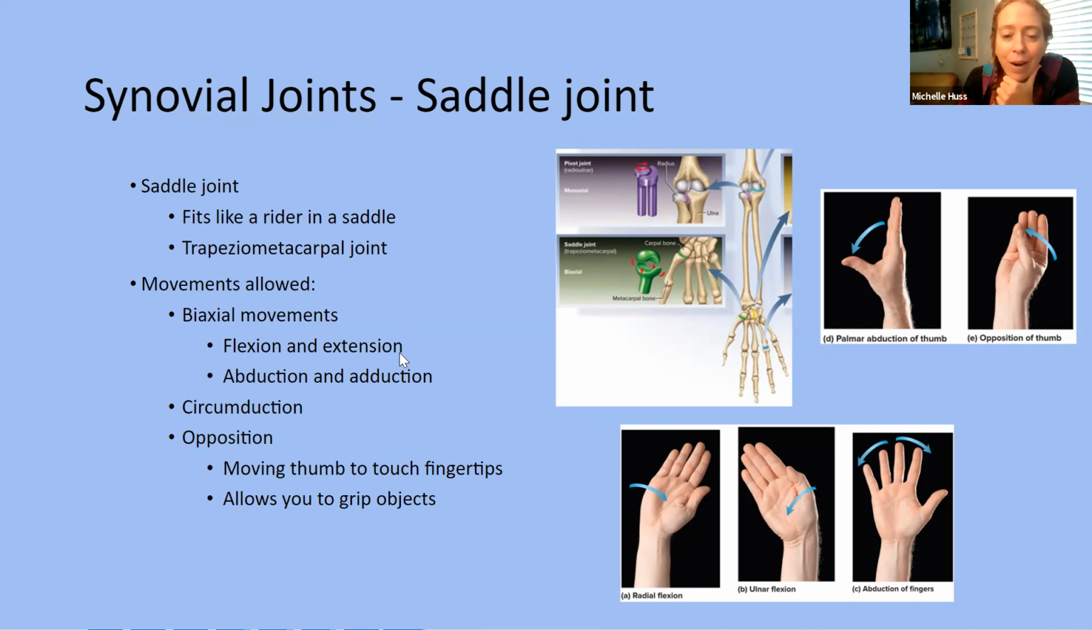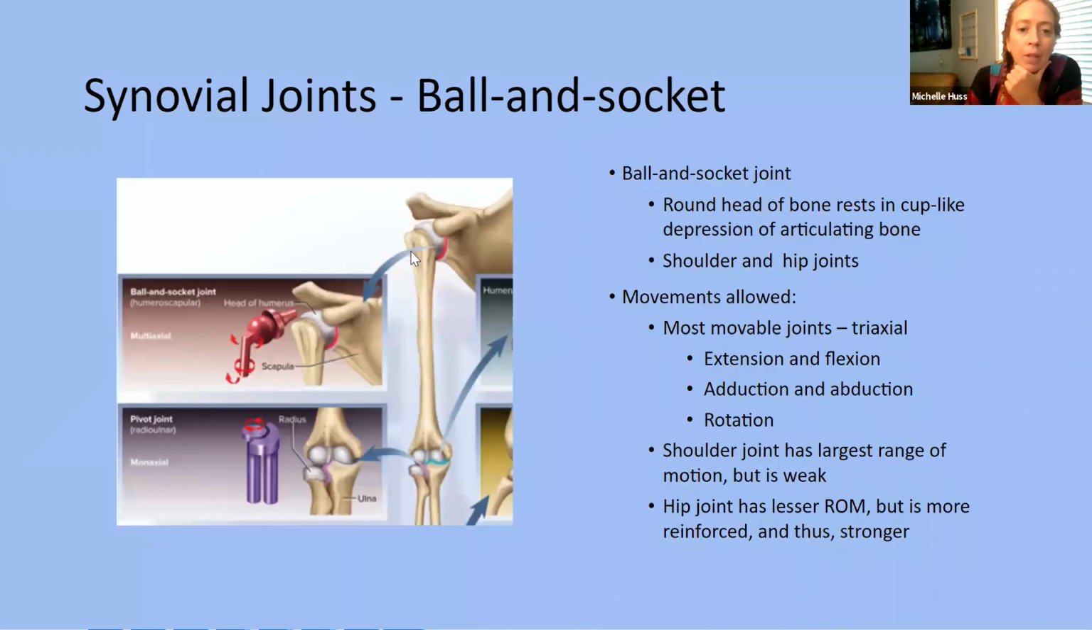But the thing is, these saddle joints are very, very rare, so you probably won't see it too much because it's just so rare. Okay. Ball and socket. This is the last synovial joint.